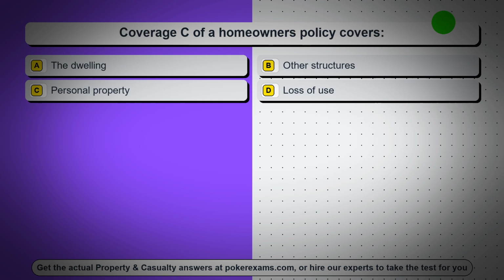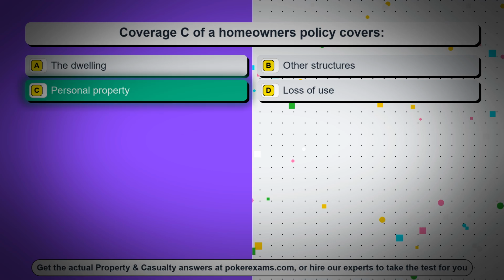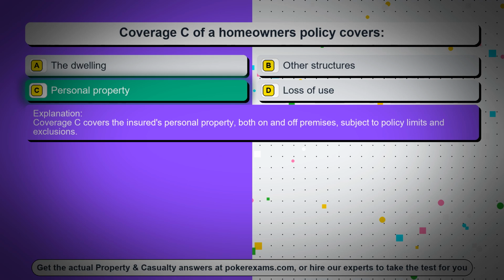Question 10. Coverage C of a homeowner's policy covers: Option A, the dwelling. Option B, other structures. Option C, personal property. Option D, loss of use. The correct answer is option C, personal property. Coverage C covers the insured's personal property, both on and off premises, subject to policy limits and exclusions.